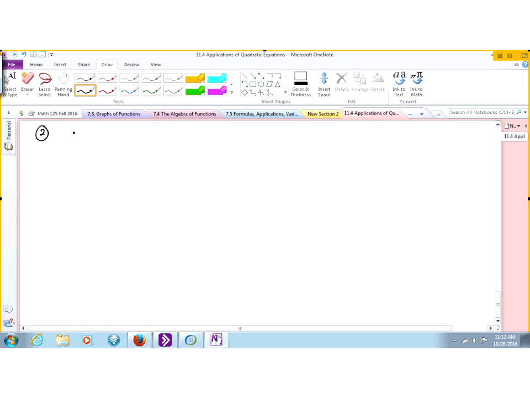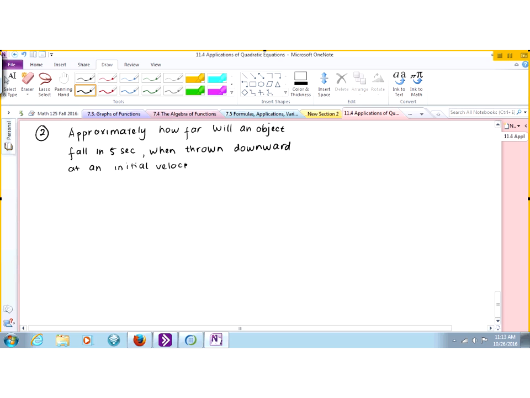So the other one is approximately how far will an object fall in 5 seconds when thrown downward at an initial velocity of 30 meters per second.